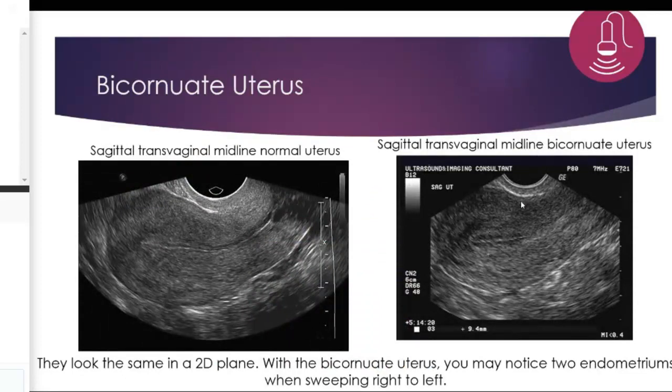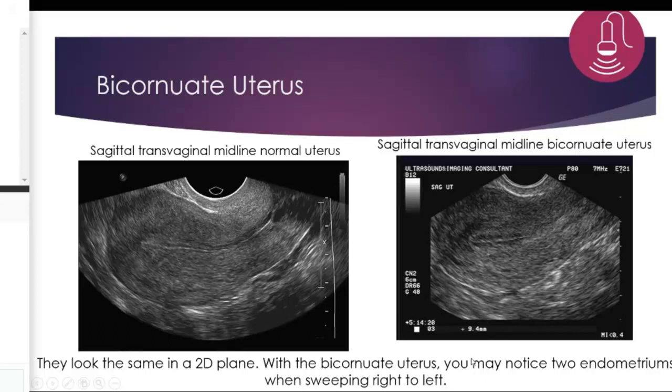So bicornuate uterus, looking at it with 2D imaging. So normal, sagittal, transvaginal, midline uterus, and then sagittal, transvaginal, midline, bicornuate uterus. So again, just like unicornuate, they look the same. So you can't tell by this still image if this patient over here has a bicornuate uterus or not.